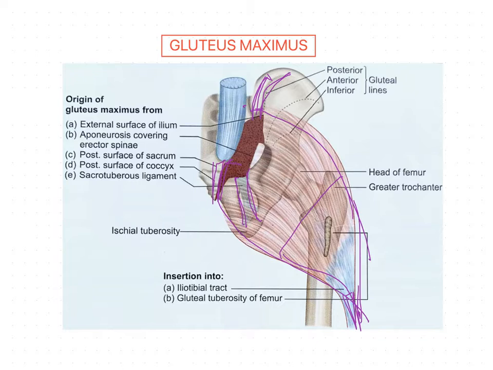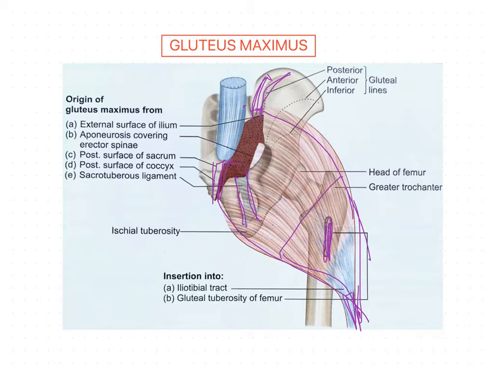Now the deep part of the lower half is inserted into the gluteal tuberosity, which is nearer to the greater trochanter of the femur. The nerve supply is mainly by the inferior gluteal nerve.